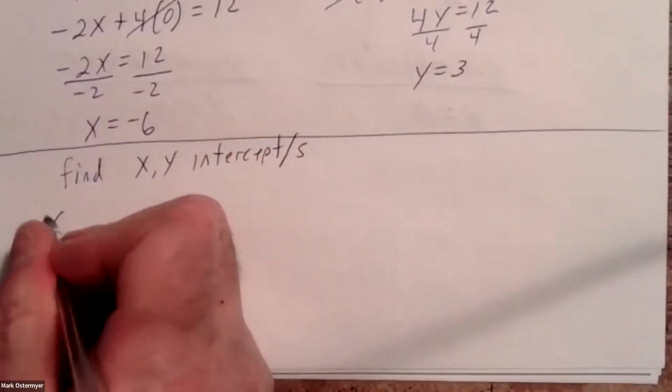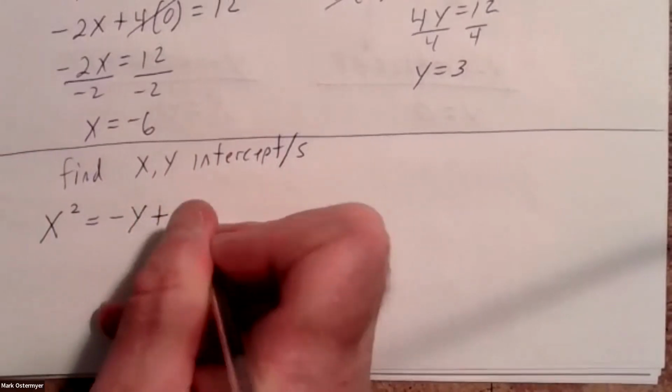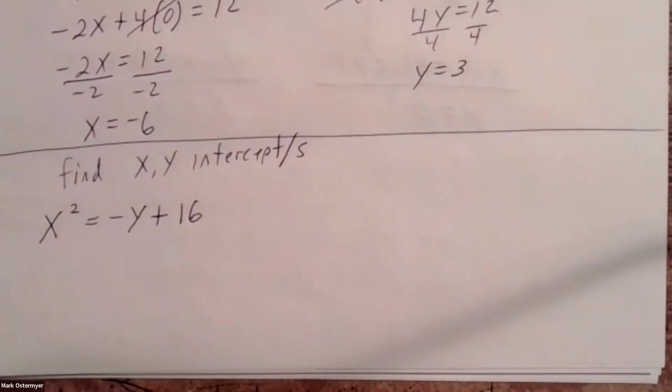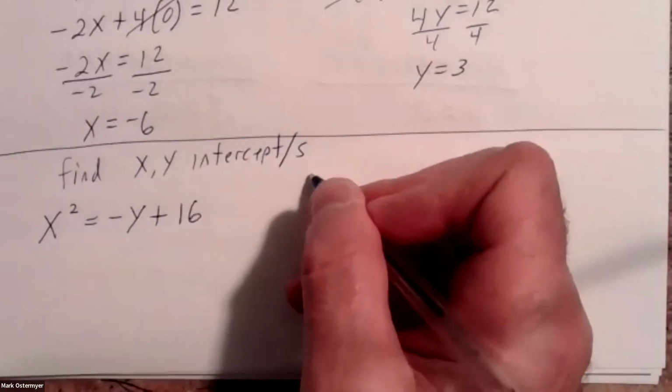for this equation, x squared equals negative y plus 16. So how would we algebraically find the x and y intercepts, or SEPs, for this equation? How would we find the x-intercept? What do we always set equal to 0 to find an x-intercept?